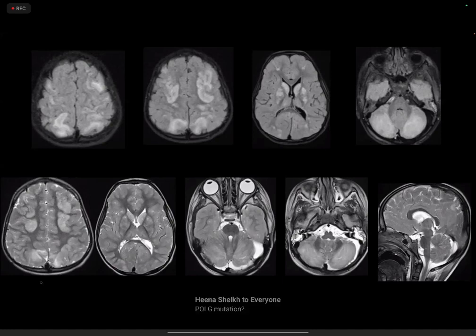On phase sequences, again, changes of edema in the subcortical cortical regions, the bilateral basal ganglia, the cerebellum, corresponding changes again on the T2 sequences. So predominant changes in the deep brain nuclei, subcortical cortical regions, the brainstem, and the cerebellum, some degree of thinning of the corpus callosum. These are the main changes on the follow-up scan.